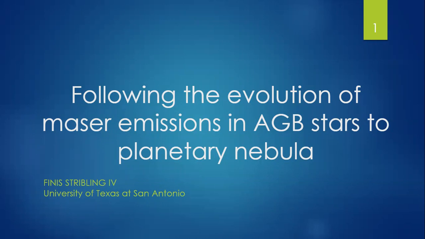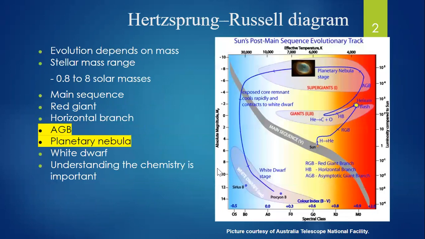So we're going to be looking at following the evolution of Messier missions and AGB stars to planetary nebula. I am going to try to simplify a lot of this terminology, and it will make more sense as we go. So before getting super in depth in the talk, I'm going to do some introductory information.